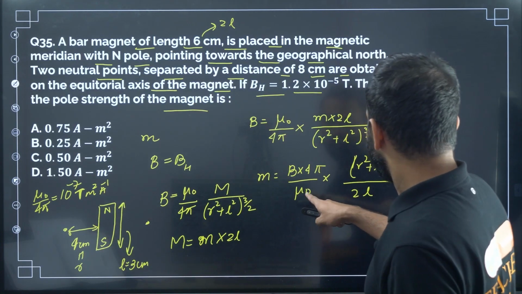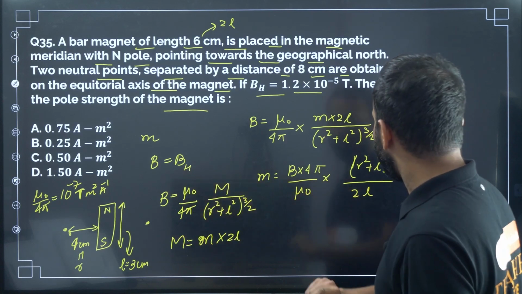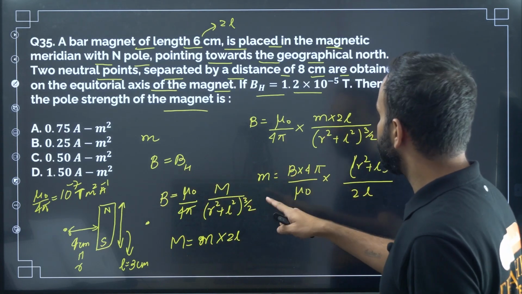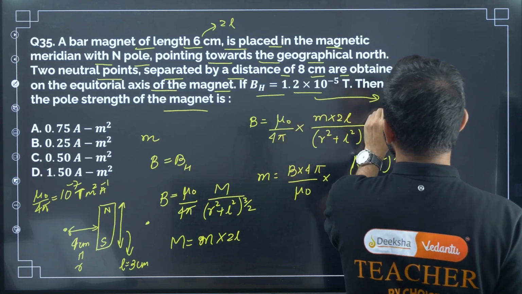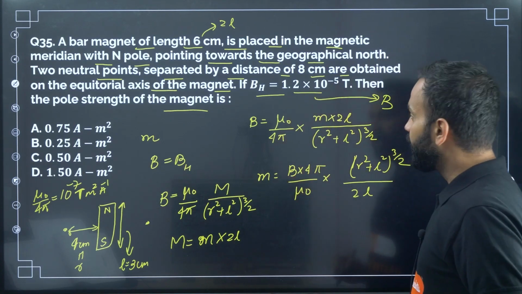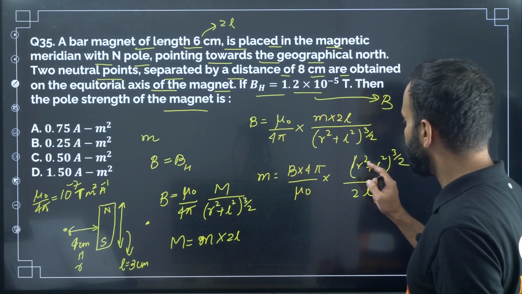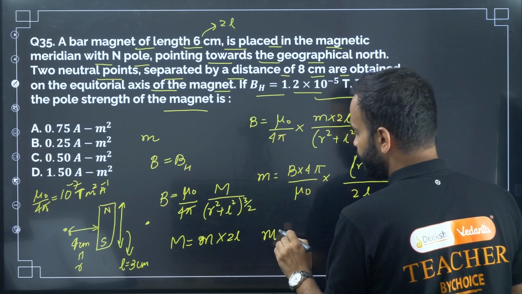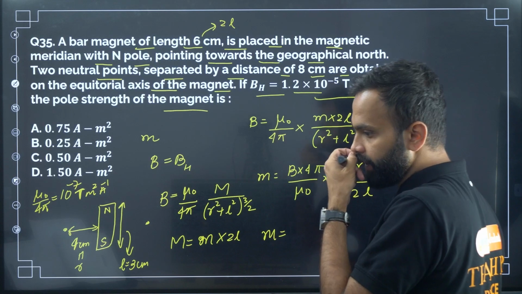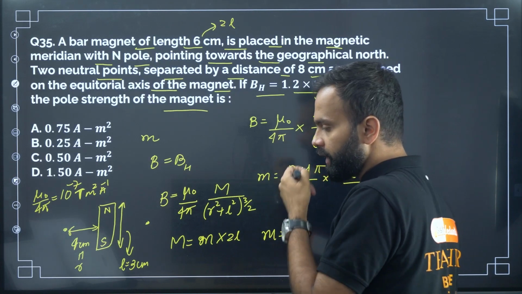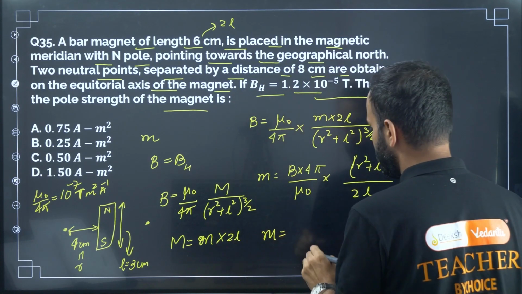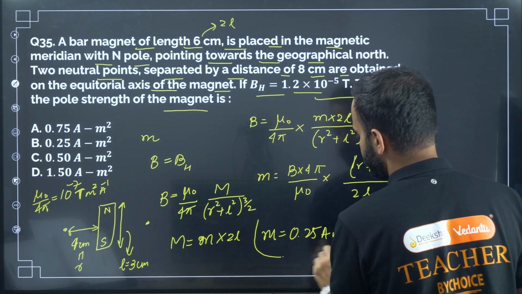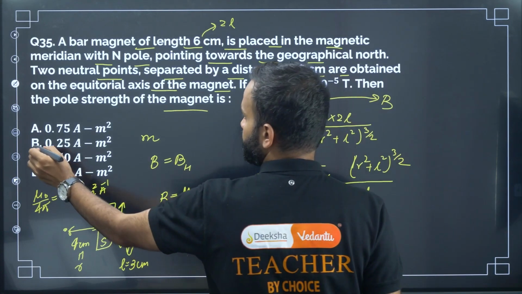So now here we know the value of mu naught by 4 pi, and then we know the value of B, that is 1.2 into 10 to the power minus 5 Tesla. And then we know the value of R and L. So now solve this, you will get m equal to 0.25 ampere meter square. So the correct option is B.